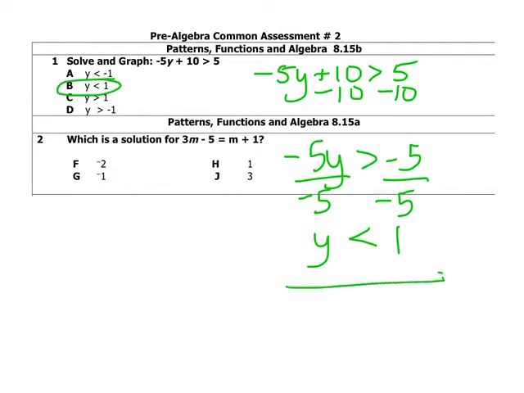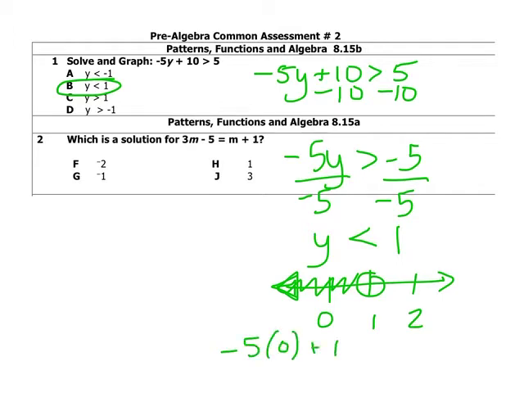Let's do a graph. It's going to have an open circle at 1. This is 0, this is 2. It's going to be shaded downward. And to check it, we could plug in 0. Negative 5 times 0 plus 10 is 10, which is greater than 5. And yes, our solution set did work.